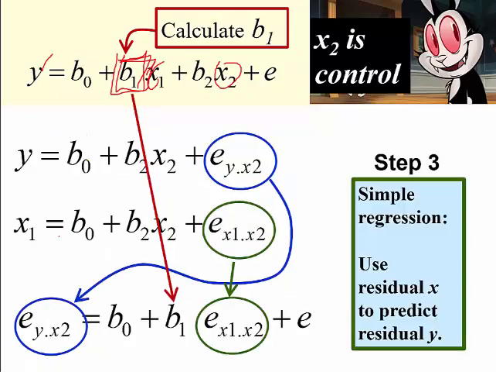Now you know one way of interpreting what that slope means: it's what you would get if you extract x2 out of everything and then use the residual of x1 to predict the residual of y. And that's what this beta 1 is telling you. That's what it means when you do a multiple regression equation and calculate a beta weight.